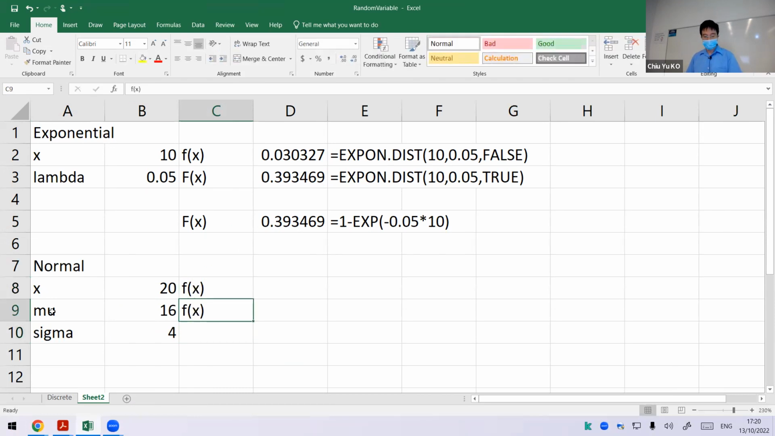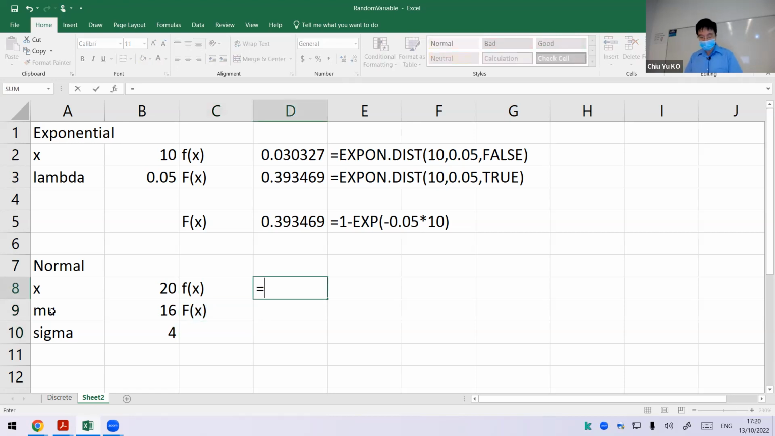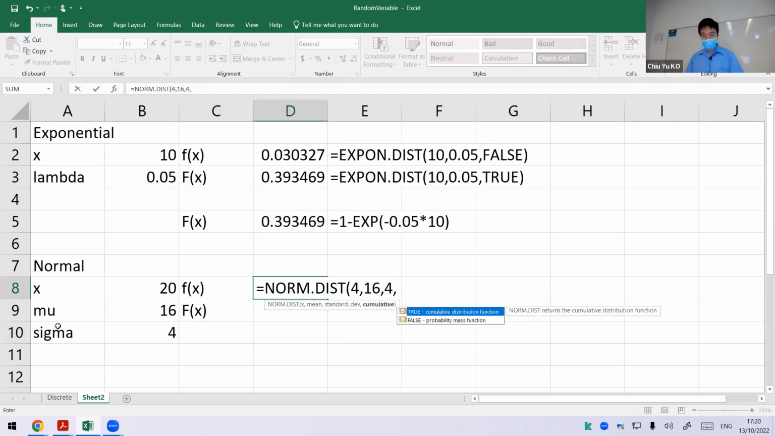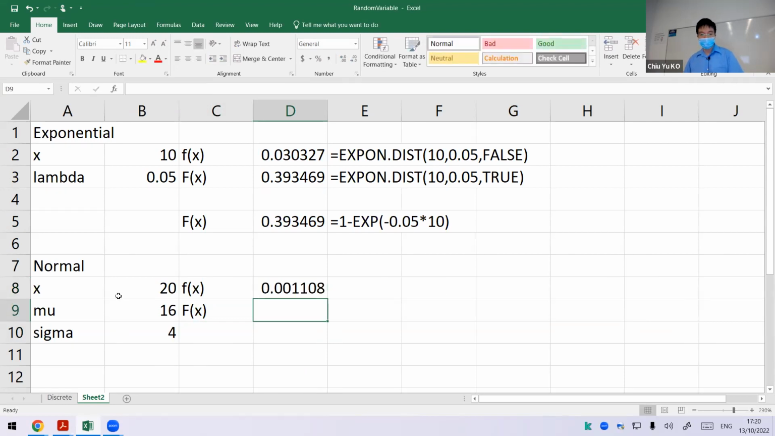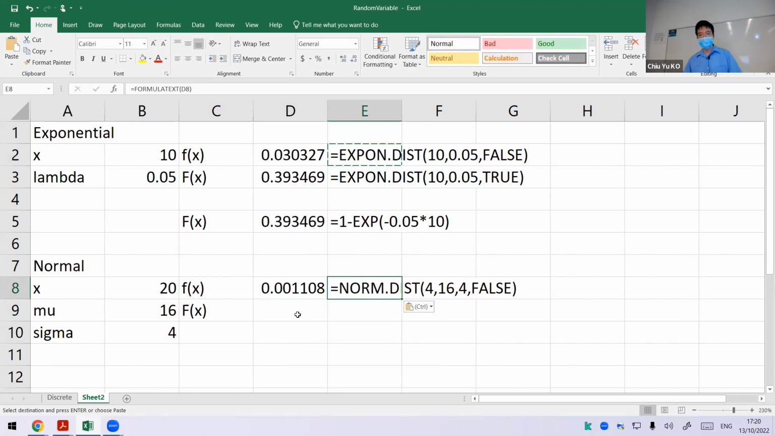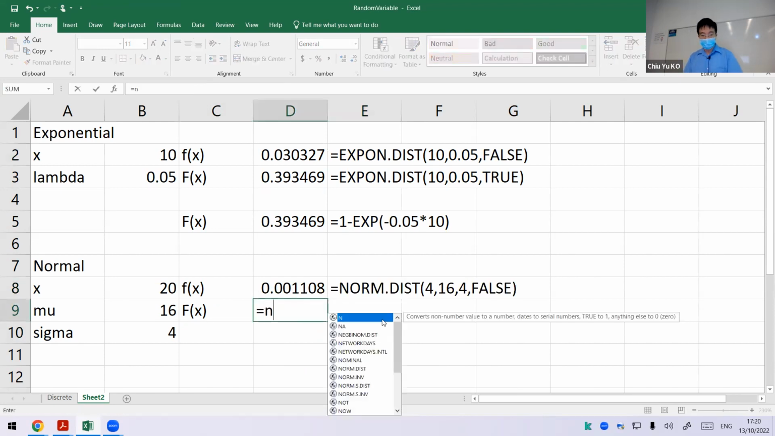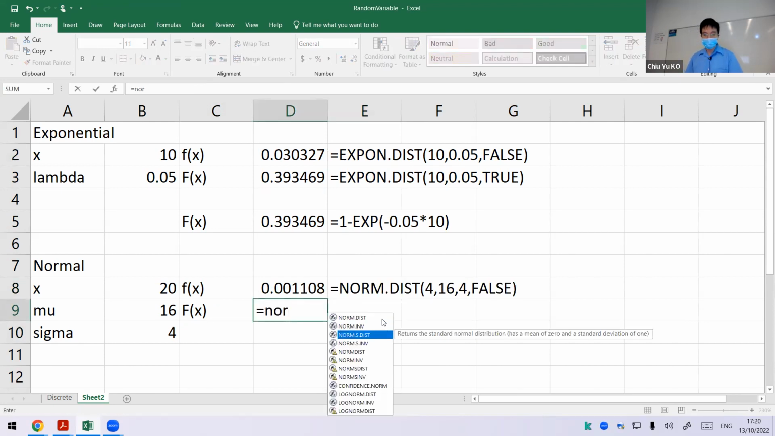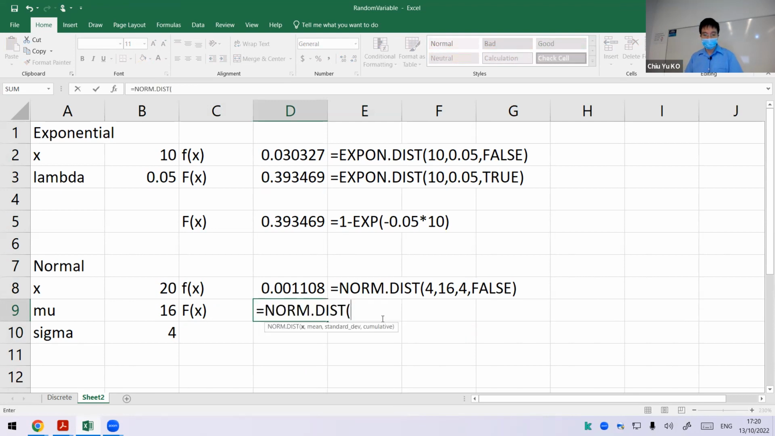F of x. Okay. So this is the very important one. It's NORM.DIST. Okay. Put 4 and put mu 16 and 4 and it's false. Okay. And this one is very small. You can see the F is very small. Actually, this is not important because we are actually not using this anytime. Okay. The NORM.DIST.